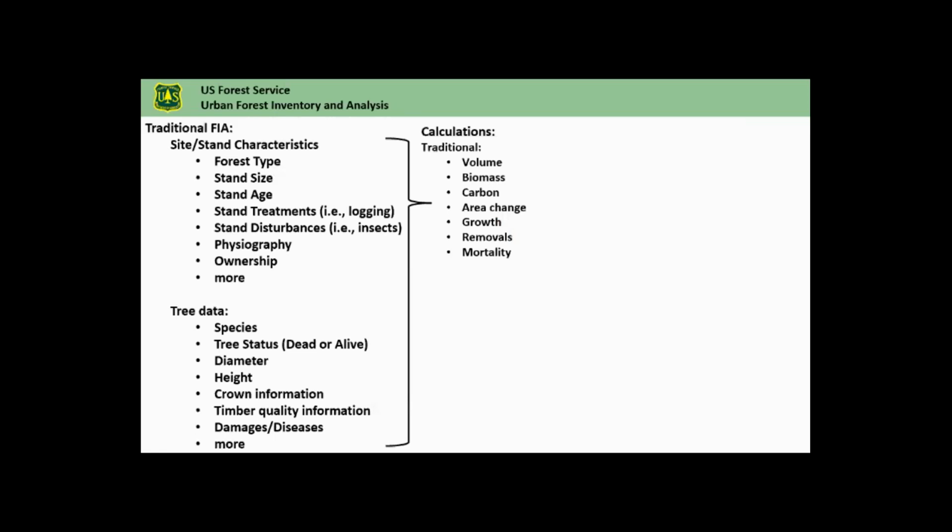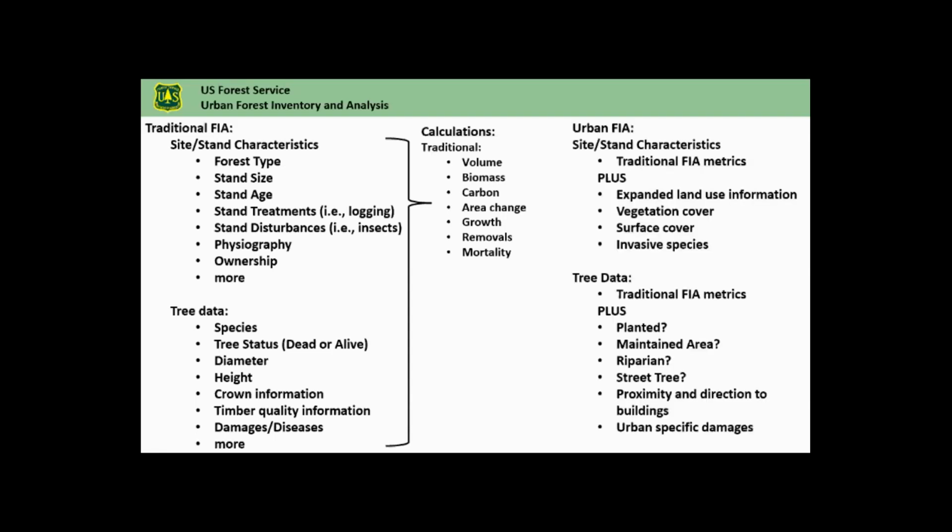And looking back to all that information that gets collected on the traditional FIA plots, in urban areas, we have an even broader set of interests and needs. And so for these plots, we've kept the baseline FIA data and added variables that we need to provide that urban specific data we're looking for. We record more detailed information about non-forest land uses and also collect information about the vegetation and surface cover, as well as invasive plants data.